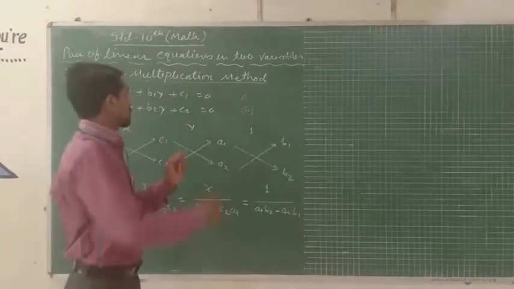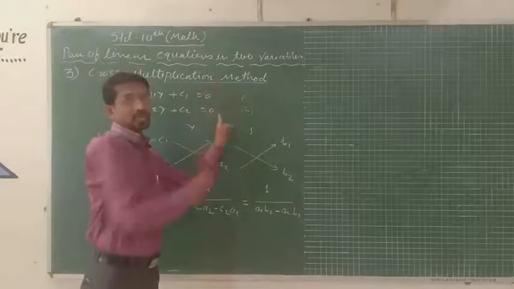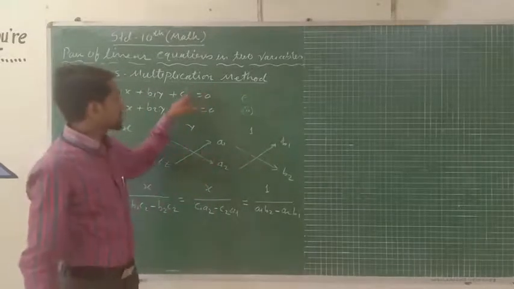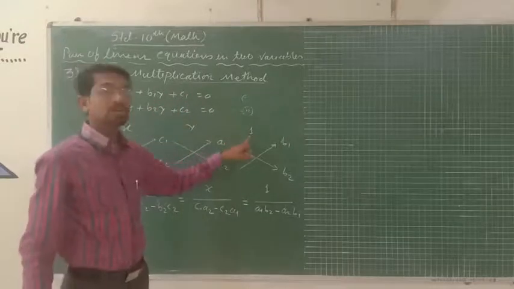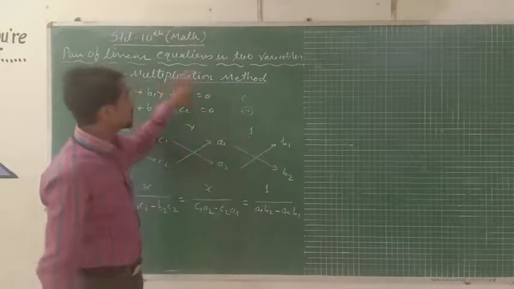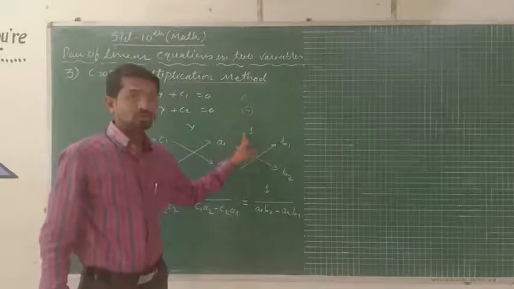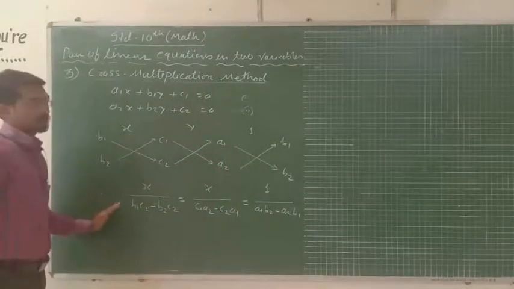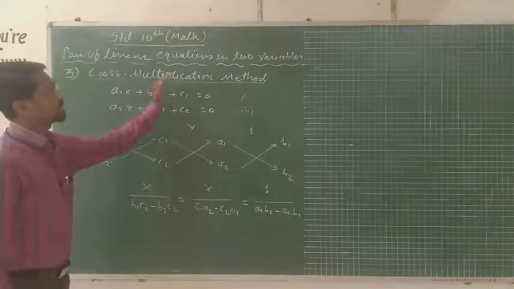If these constants are on the right side, then here we will take minus 1. When both constants are on the left side, I am taking 1. If both are on the right side, it is minus 1. Only that much changes. Now, diagrammatically, this is our formula. Okay, this is the cross multiplication method.